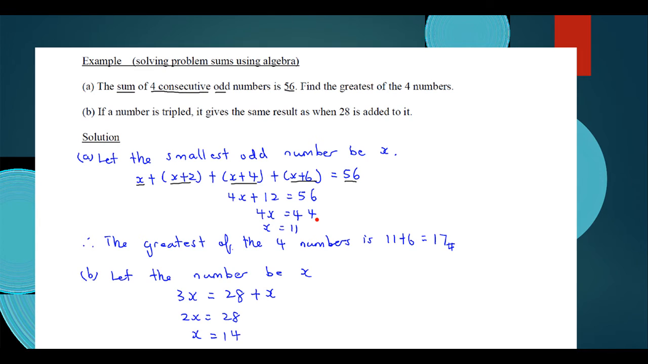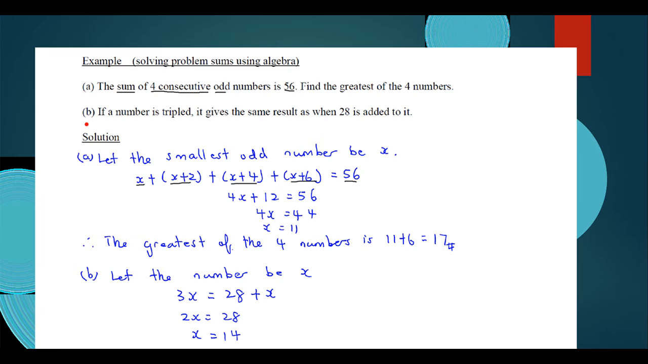And now what do I do to both sides? To get x, I divide by 4 on both sides. So I'll get x, and if I divide 44 by 4, I'll get 11. Now I can answer the question already. What is the greatest of the 4 numbers? So I answer with a final statement. Therefore, the greatest of the 4 numbers is 11 plus 6, which is 17. So that's all for part A.